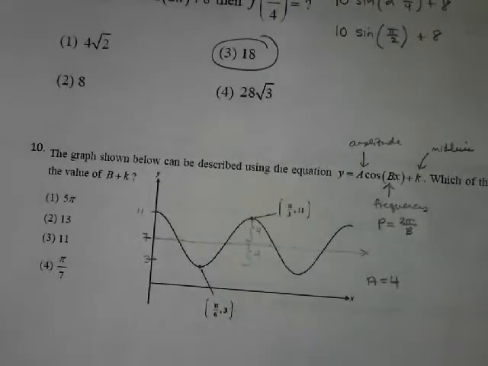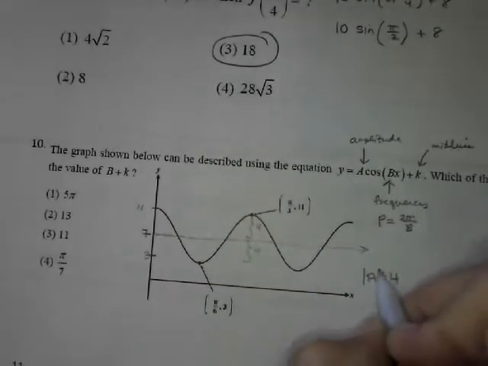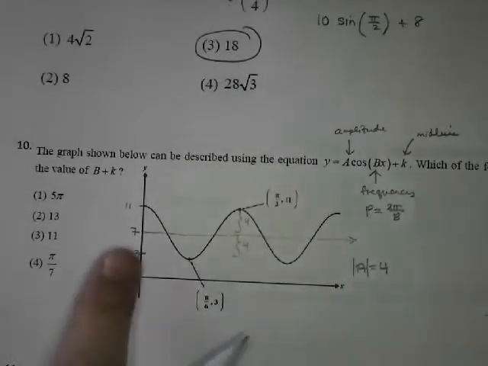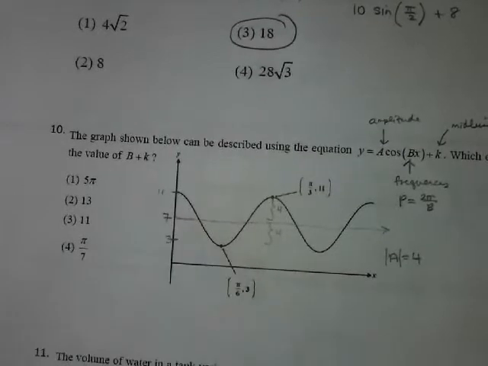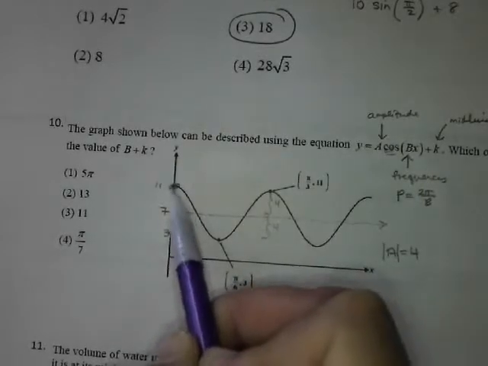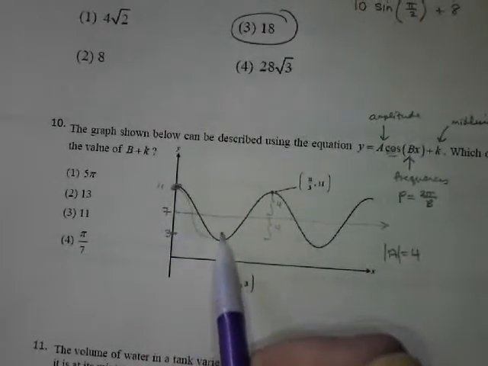Your amplitude is 4, so I should say the absolute value of A is 4. But is A itself actually positive 4 or negative 4 here? Positive, because it's starting at a maximum. So this is a cosine curve. It's starting at a maximum, and so your first cycle is ending at a maximum.